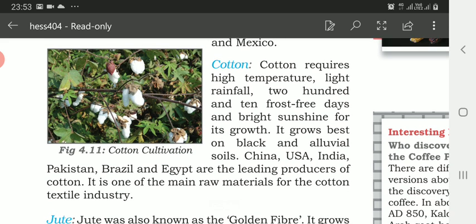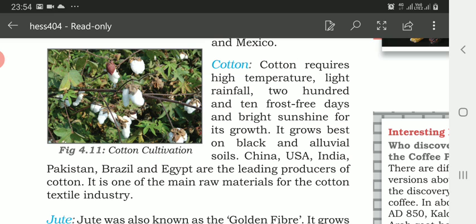So, cotton requires high temperature. That means it requires a high temperature, as well as light rainfall. It doesn't require so much rainfall, because if a huge amount of rainfall comes, then the cotton plants can be ruined. So it is very important to have high temperature and light rainfall. And very importantly, it requires 210 frost-free days and bright sunshine for its proper growth.